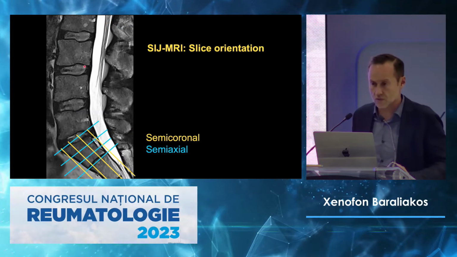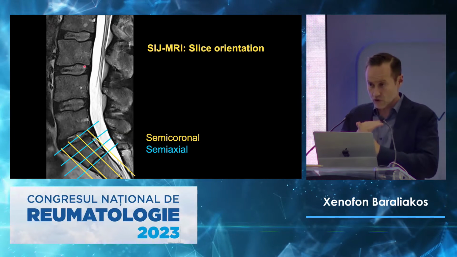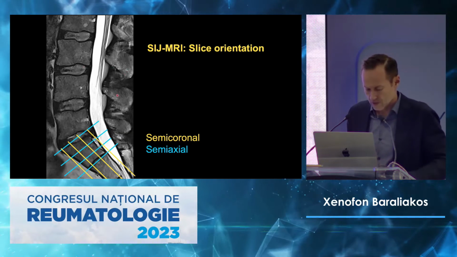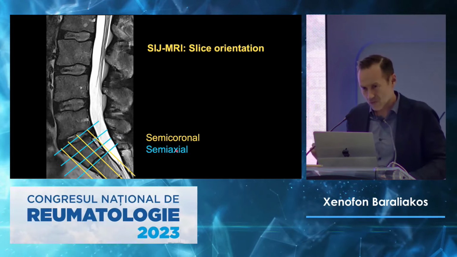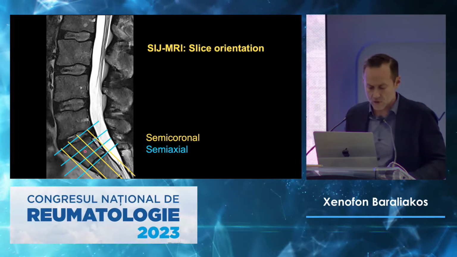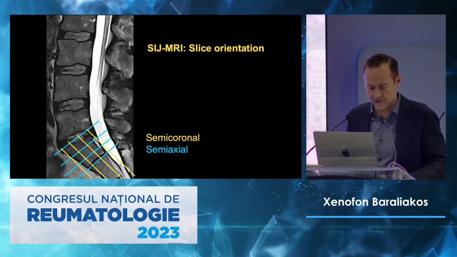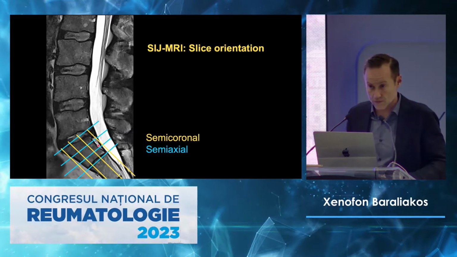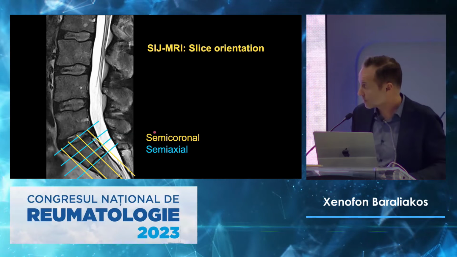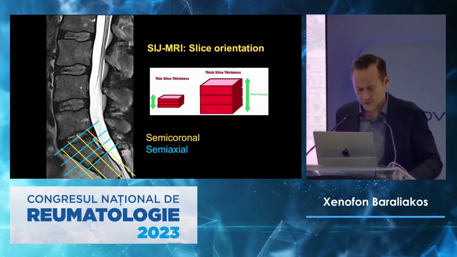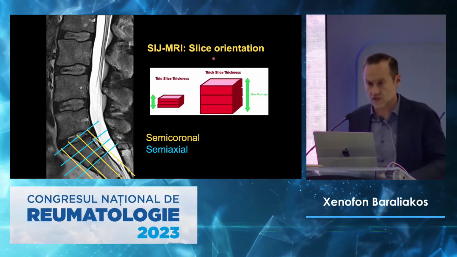For the sacroiliac joints, we know that we want to look at them in a three-dimensional way, and we cross the slices. We call them coronal and axial. Actually, we call them semicoronal and semiaxial because they are not coronal and they're not axial. They have a tilt in the magnet, in the tube, in the coil. And this is why they are semicoronal and semiaxial.